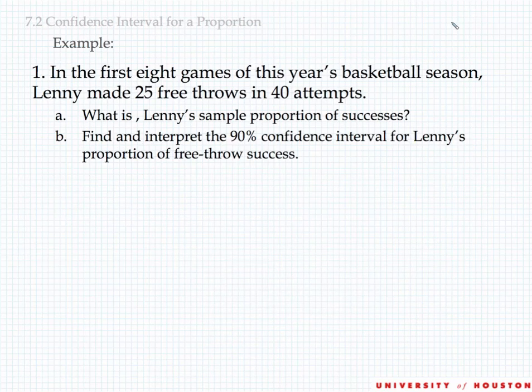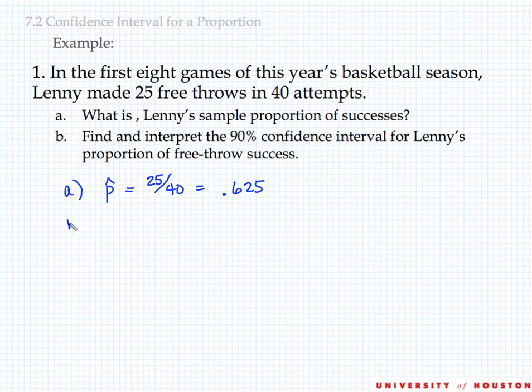So let's look at an example. In the first 8 games of this year's basketball season, Lenny made 25 free throws in 40 attempts. What is Lenny's proportion of success? Well, for these 40 attempts, and we'll consider that a sample, his proportion would be 25 out of 40, which is 0.625. So let's find and interpret the 90% confidence interval for the proportion of all of Lenny's free throws.